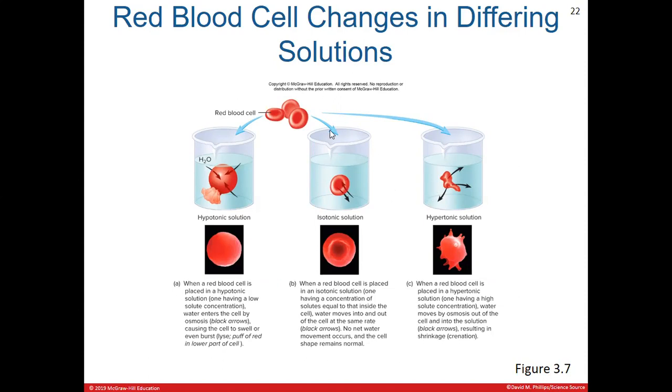If that cell is placed in a hypertonic solution where the concentration of the water around it is greater or higher, then water wants to go toward the area that has a higher concentration of solute, and so water comes out of the cell, tries to go into the solution, where eventually it's going to cause that cell to just shrivel up.